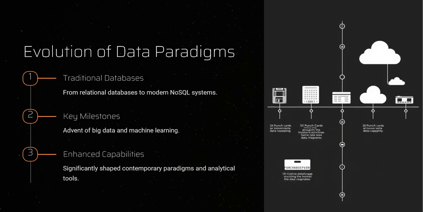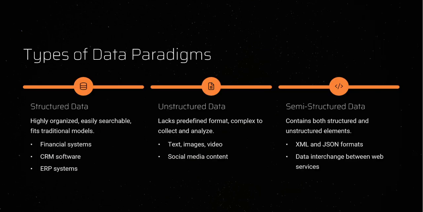And coming to that, there are different types of data paradigms. In the data paradigms concept, there are three types: structured data, unstructured data, and semi-structured data. Structured data is things like spreadsheets or SQL databases, with neat rows and columns. It is used in financial systems, CRM software, and ERP systems.